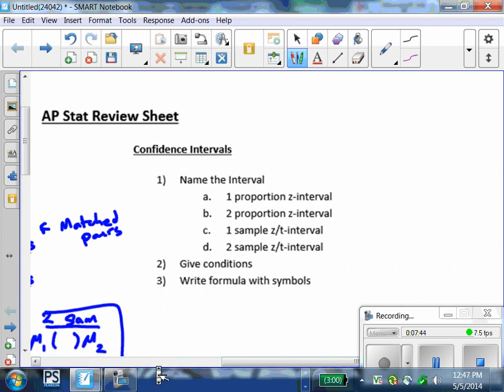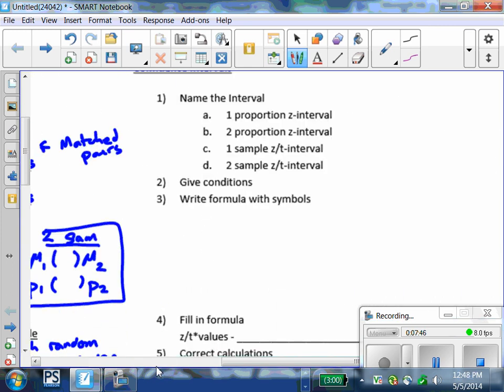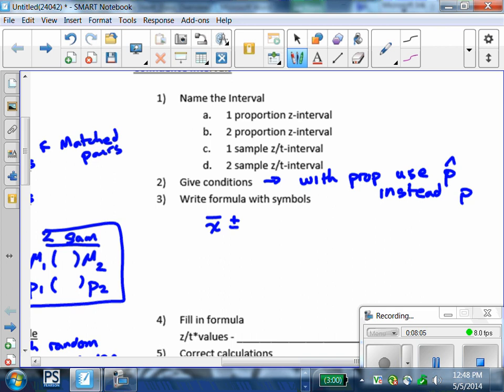With confidence intervals, really a lot of this is the same. Your conditions are pretty much the same except with proportions. With proportions, go ahead and use p hat instead of p. But really everything else is the same. You write your formula with the symbols. Again, if it's a means problem, it's x bar plus or minus your z or your t star, whichever one of those, times sigma over the square root of n, and sigma could also be s, whichever one is appropriate, whether it's a z or a t interval.